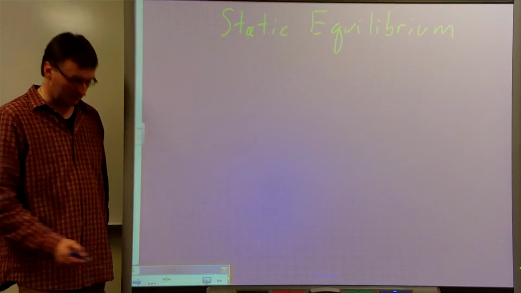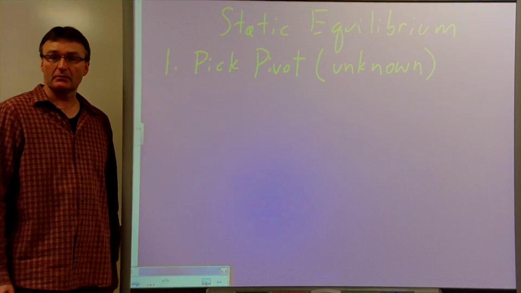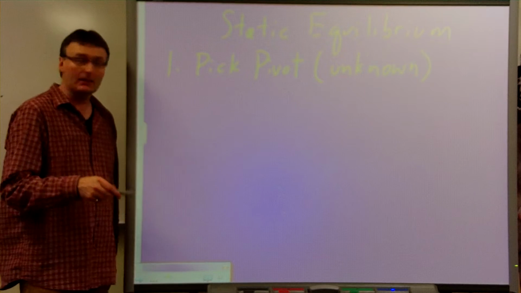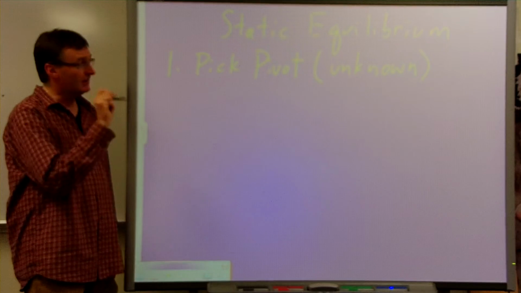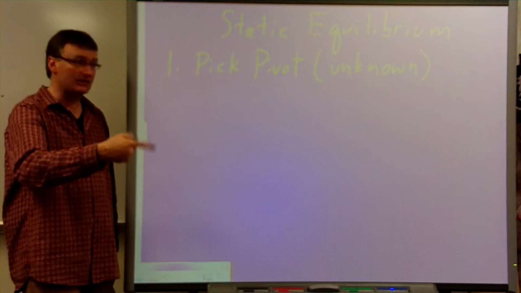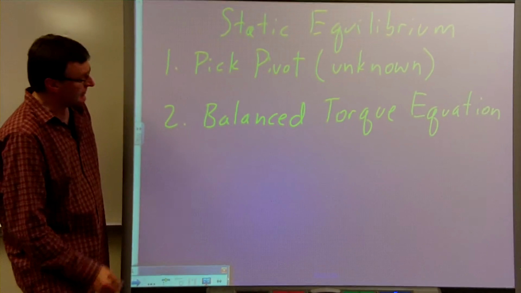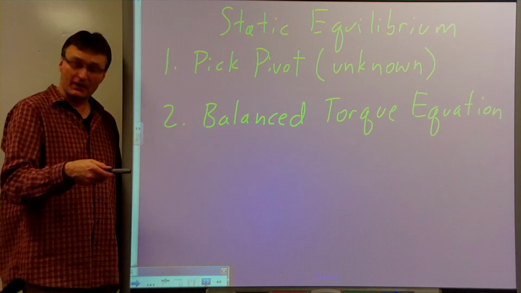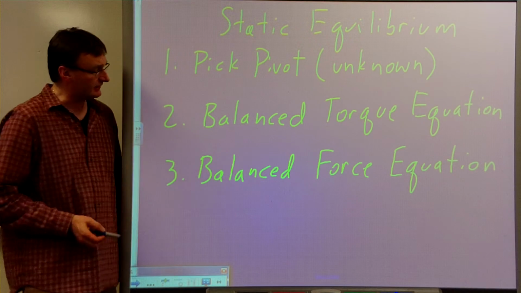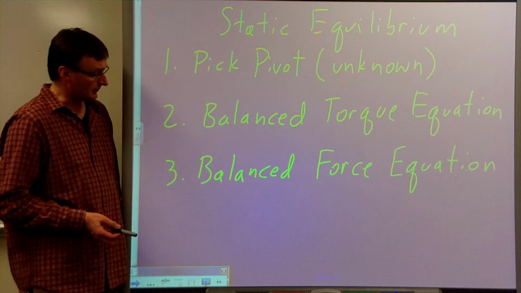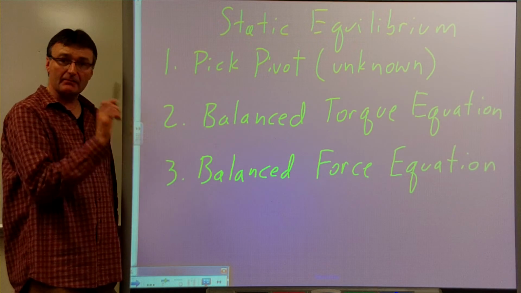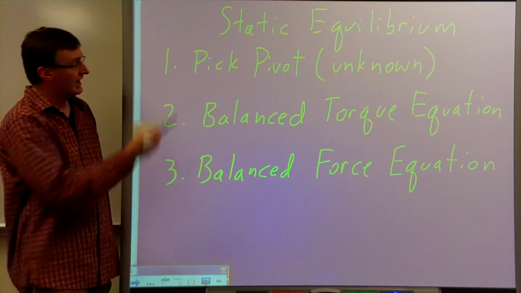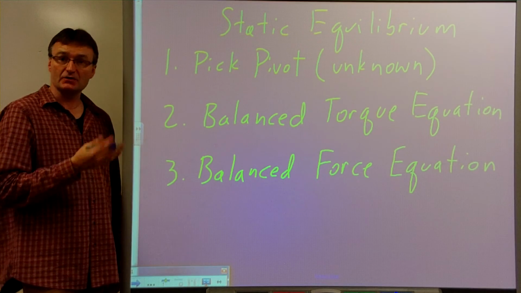So with static equilibrium problems, step 1 is to pick your pivot point. Usually make it one of your unknowns, and that goes a long way to helping you solve the problem. If you can pick the right pivot point, make it one of the unknowns that you're trying to find. And then part 2, write your balanced torque equations. That will generally give you one of your unknowns. And then you go to your balanced force equation, and that will give you your other unknown. So start with your free body diagram. Make sure you have everything on there, including which direction is clockwise and which direction is counterclockwise. And then these 3 steps here, and that's how you solve these kinds of problems.